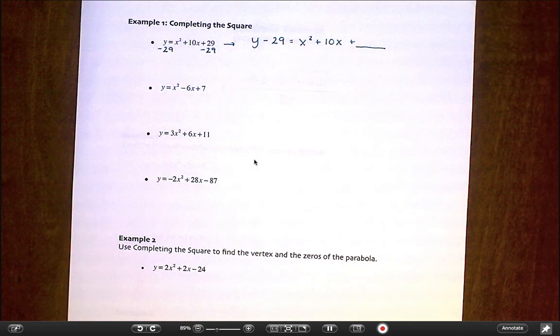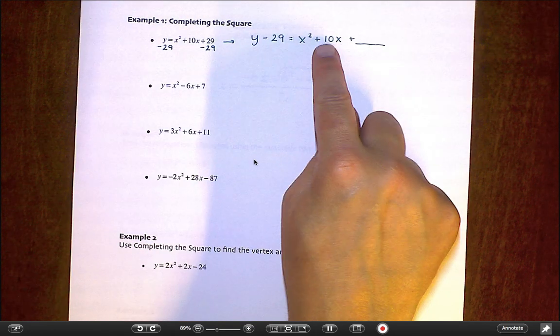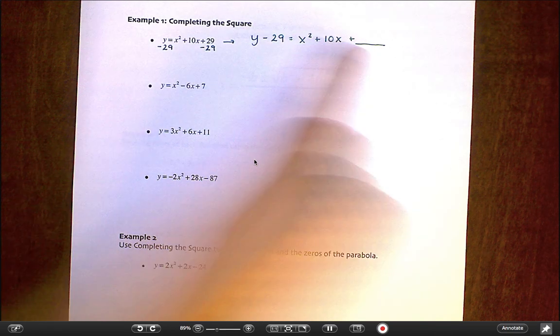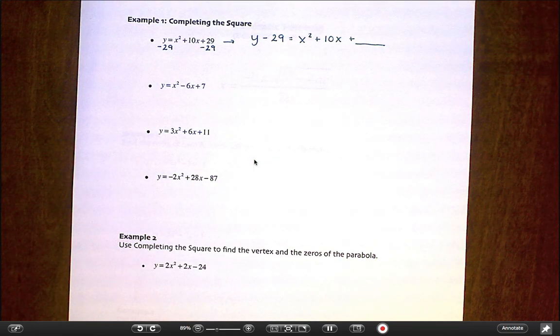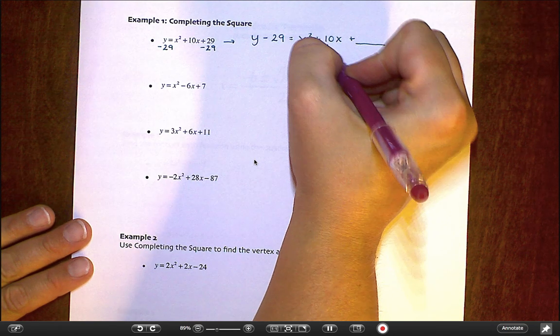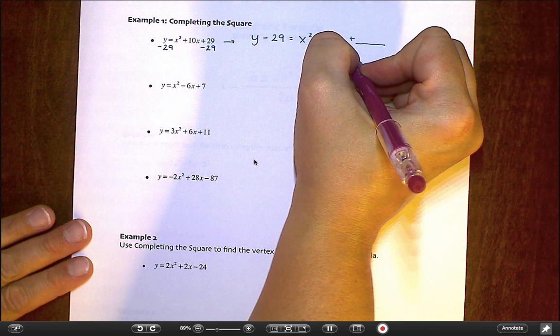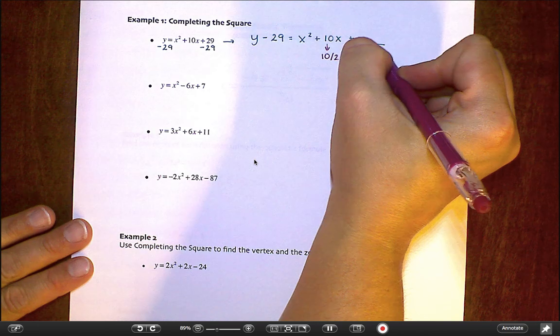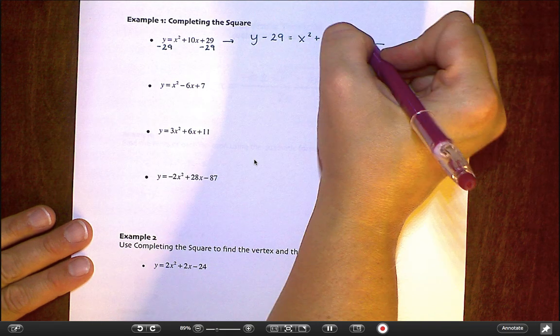Okay, so think about what we did just a second ago with the 14 and the 49. We said, what would I have to double to get 10? Let's take that number and square it. So if I was going to write that mathematically, I would say I'm taking the 10 and dividing it by 2 to get 5, right? And then I'm taking that 5 and squaring it, and that's what's going to go right here.